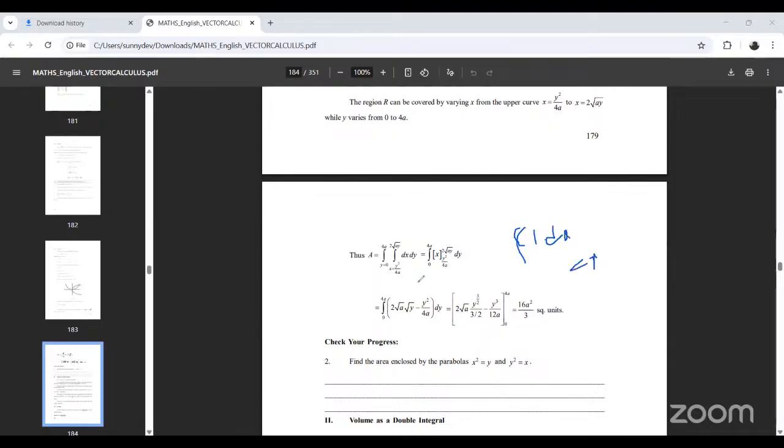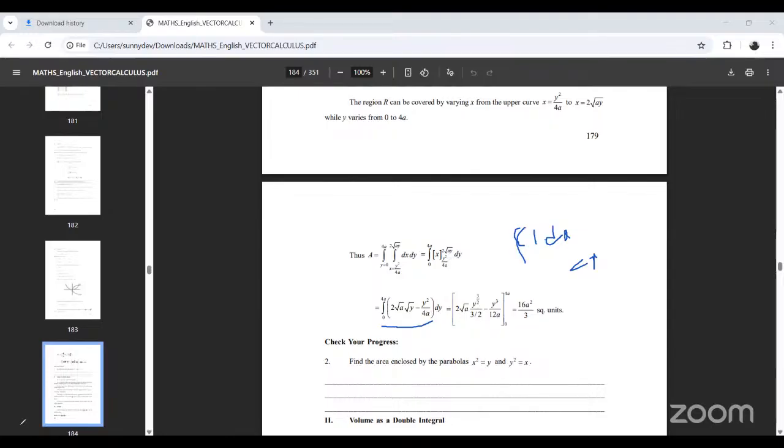Now apply the limits. After that, we get 2 root a root y minus y squared by 4a. At the end, we have to do the final integration with y. Root y is y power of 1 by 2, and its integration becomes y power of 3 by 2 divided by 3 by 2. Next, the integration of y squared is y cubed by 3. Then we apply the limits 0 to 4a. After the simplifications, we get 16a squared by 3. In place of y we substitute 4a, and minus, in place of y we substitute 0. Then we find the area of the region enclosed by the two curves.